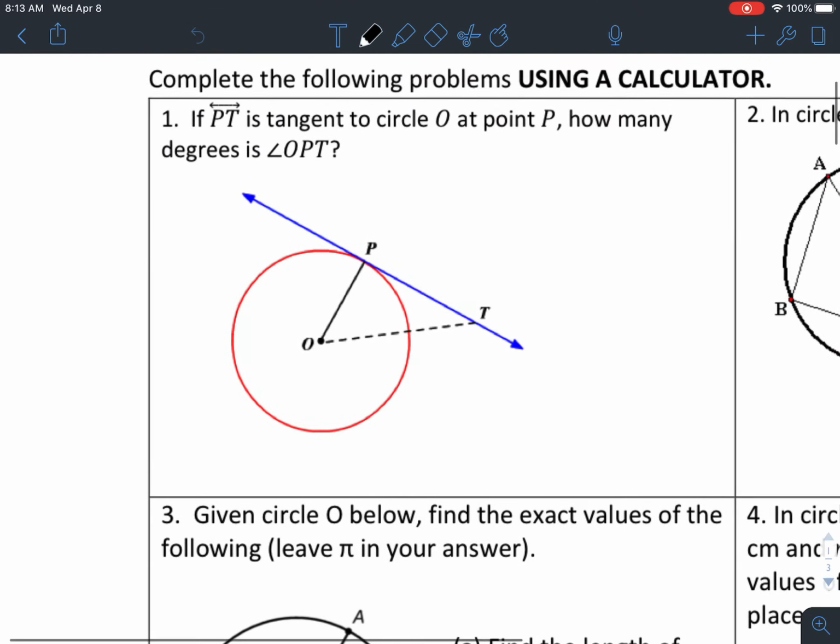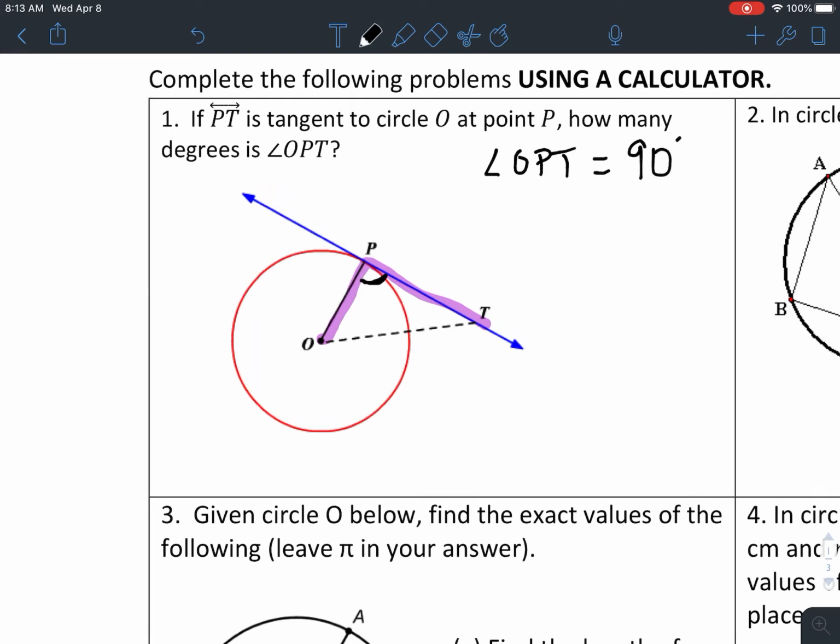Alright, so we're looking at problem 1. If line segment PT is tangent to circle O at point P, how many degrees is OPT? So what they're asking us is how many degrees is this angle right here. We should know that a line that's tangent to a circle is going to be exactly 90 degrees in this middle spot right here. So that means angle OPT is equal to 90 degrees.